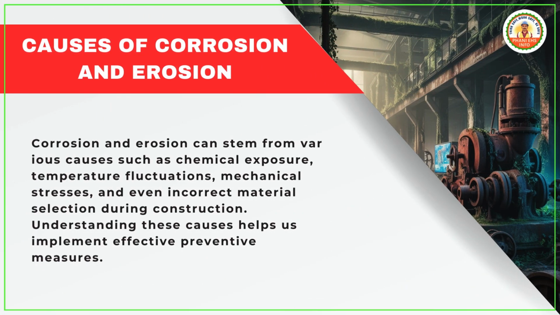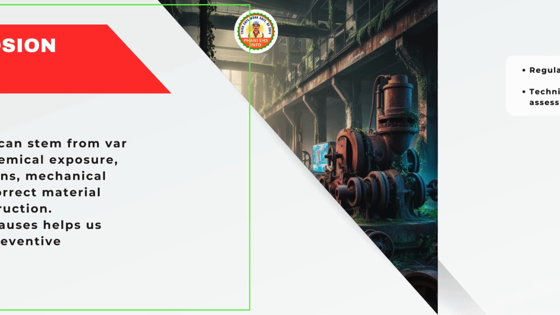Corrosion and erosion can stem from various causes such as chemical exposure, temperature fluctuations, mechanical stresses, and even incorrect material selection during construction. Understanding these causes helps us implement effective preventive measures.